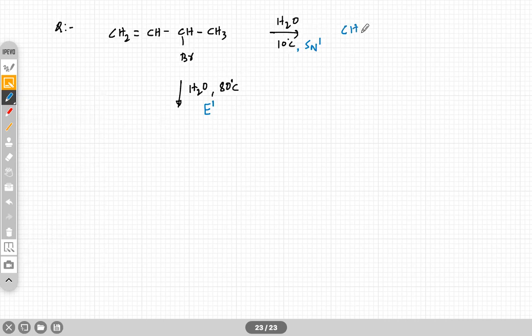So the carbocation that we get here is CH2 double bond CH, single bond CH, CH3, and we have a positive charge on it. Now you see there is no shifting possible here. Otherwise, we'll get the less stable carbocation. This is the most stable carbocation we have here. No rearrangement.